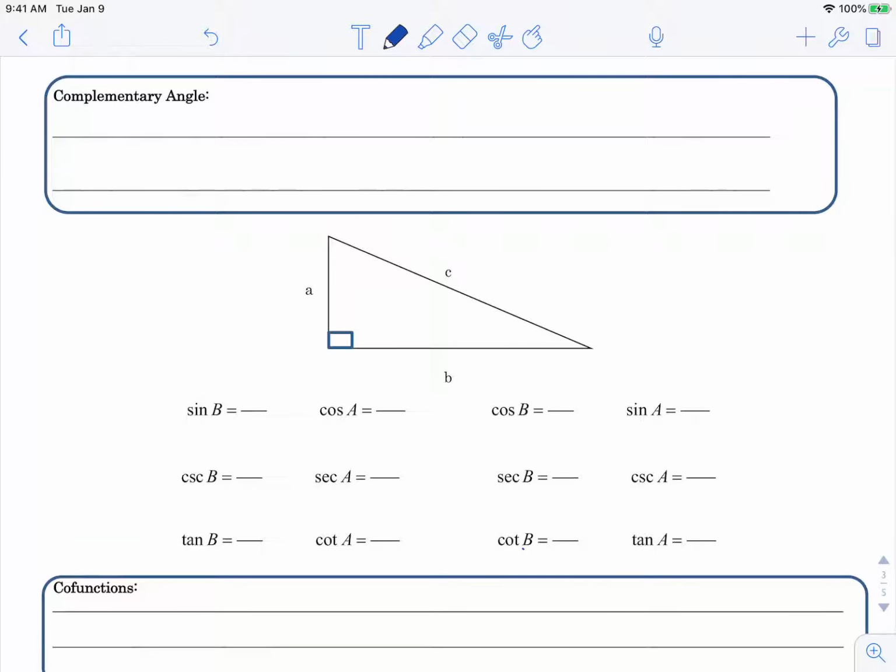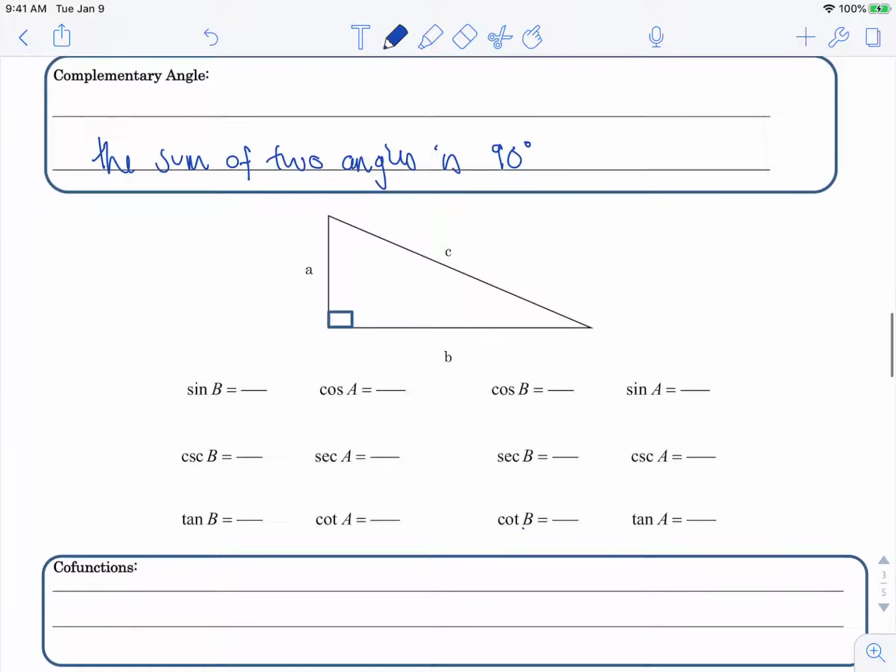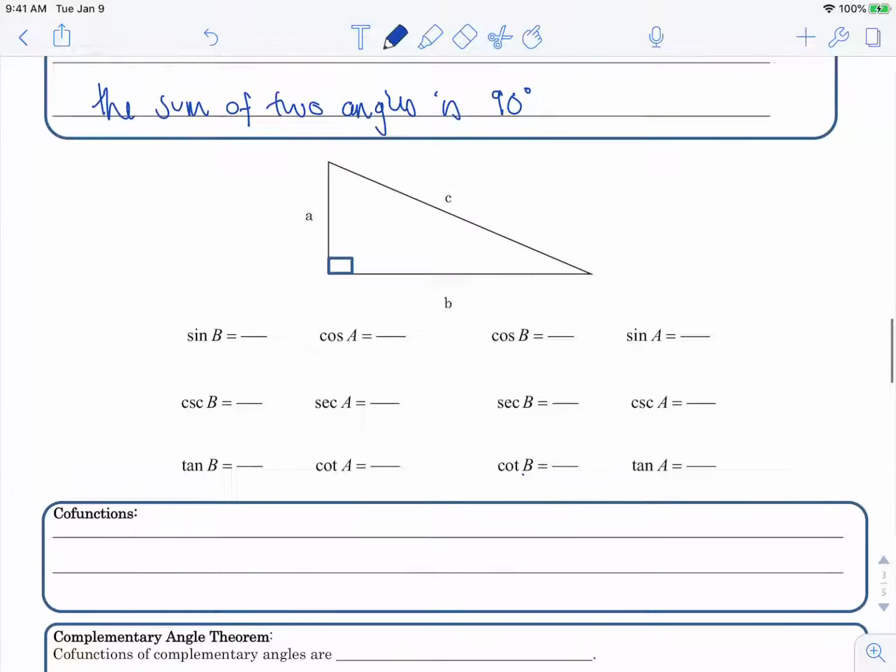Okay, here we're going to talk about some new terminology. So, a complementary angle, you might remember from a while ago, is when the sum of two angles is 90 degrees. Sorry. So, we're going to see if we can find any patterns using this idea of complementary angles.